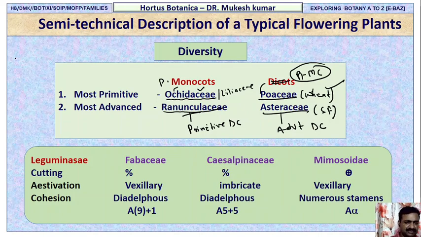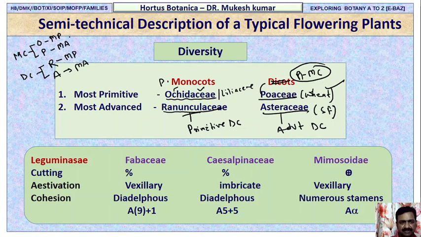Simple, simple. See, don't confuse. In monocot, what we have? Orchidaceae and Poaceae. Orchidaceae is the most primitive one, and Poaceae is the most advanced one. Simple. Then see, dicot, what we have? Yes, we have Ranunculaceae and Asteraceae. Ranunculaceae is the most primitive one, and Asteraceae is the most advanced one. Very simple, right?